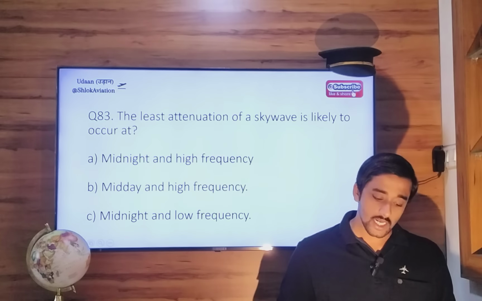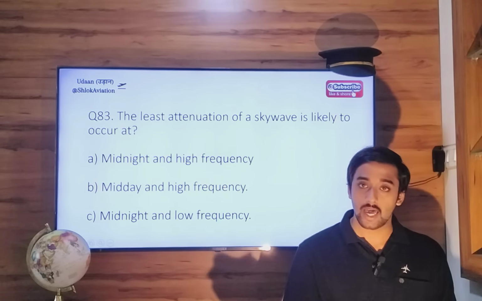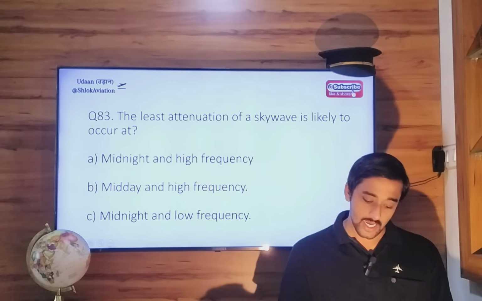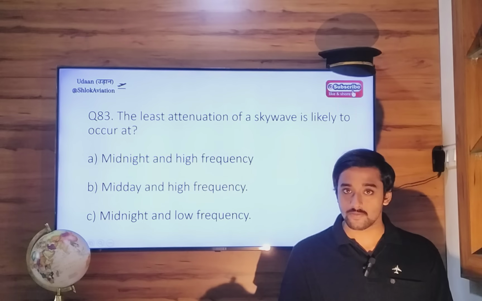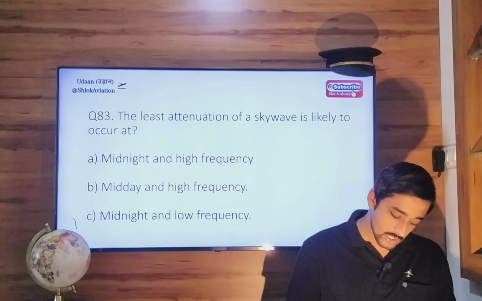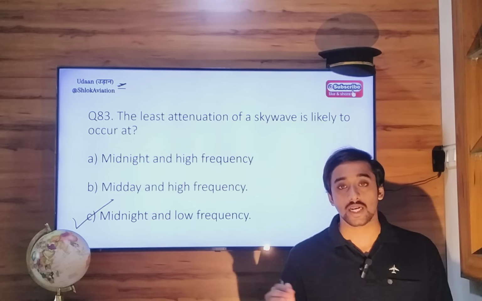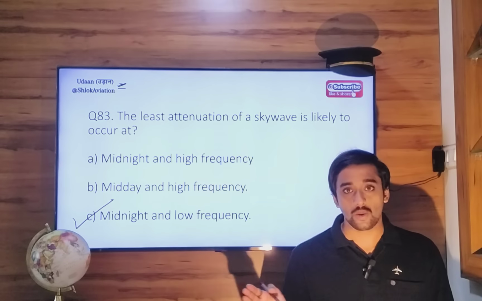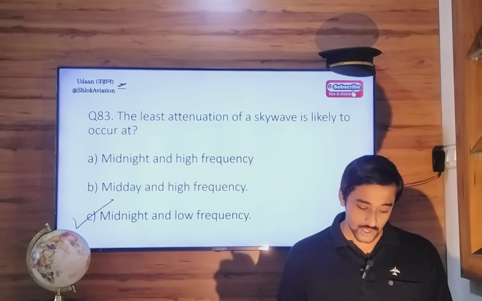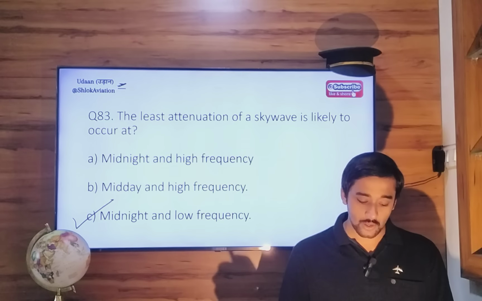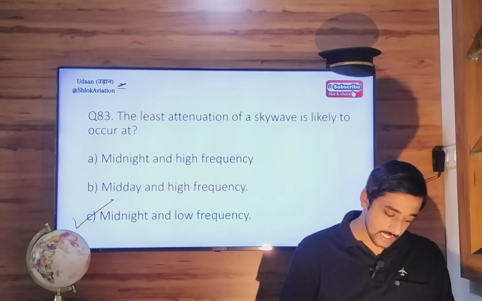Next. The least attenuation of a sky wave is likely to happen at: midnight and high frequency, midday and high frequency, midnight and low frequency. The correct answer here is option Charlie. As frequency increases, attenuation increases. As frequency decreases, attenuation will reduce. So attenuation is least likely to occur with a low frequency and midnight. So option Charlie is the correct answer.